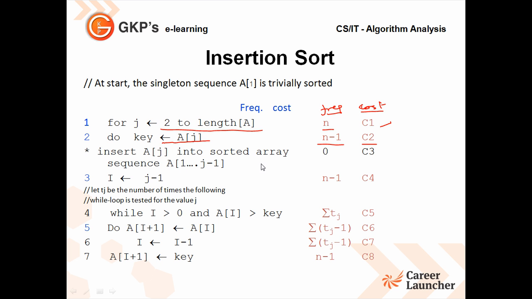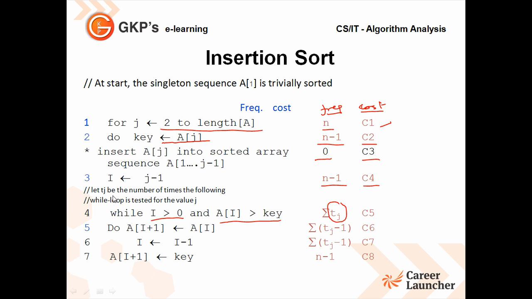This is a comment line, so its frequency is 0 and cost is 0. The cost is C3 for the next one. And then i tends to j minus 1 is the next step, it also runs n minus 1 times and its cost is C4. While i greater than 0 is where it goes to the inner loop. It will enter the inner loop when these two conditions are true. So then we say tj is the function, that means the summation of these times.